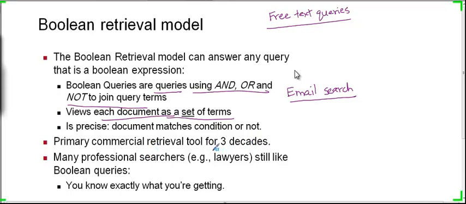And in fact, the Boolean retrieval model was the primary way IR systems were built for 3 decades until the web came along. And it's still used by many professional searchers like lawyers, librarians, and so on. So digital libraries or library catalogs are another example where you can often find the Boolean retrieval model today.